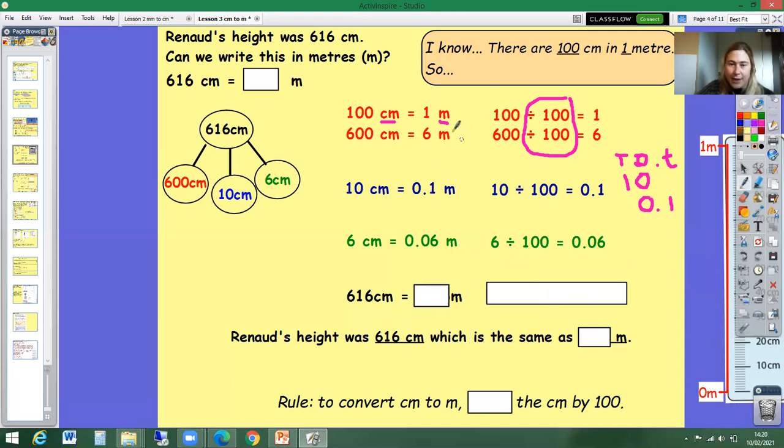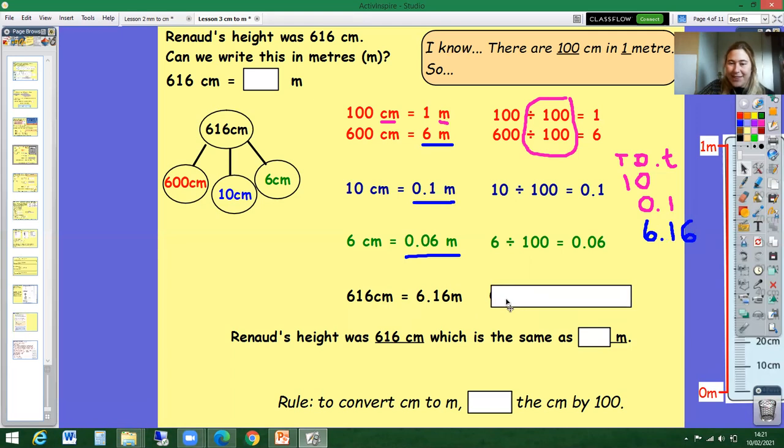So let's put them together. So we've got our 616 centimeters, but let's look at how many meters we've got. We've got 6 meters, we've got 0.1 meters, and we've got 0.06 meters. So if I added those together, I'd have 6 meters, 6 in the ones column. I'd have my 1/10, and I've got no ones to add. And then I've got 6/100 and no tenths and no ones to add. So I'd end up with 6.16, or 6 whole meters and 16 centimeters, okay?